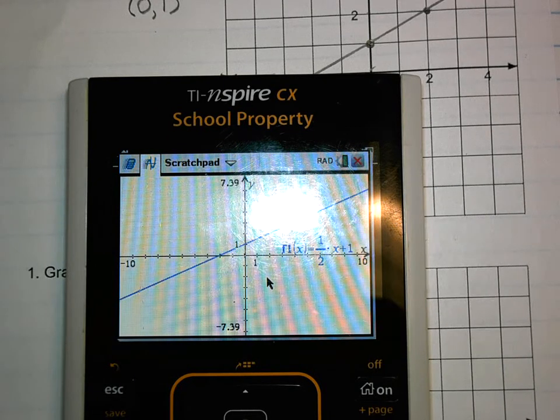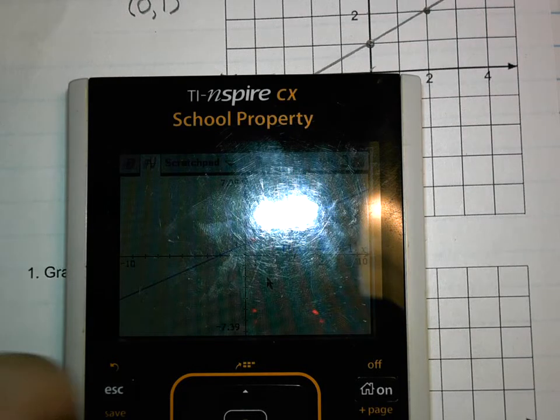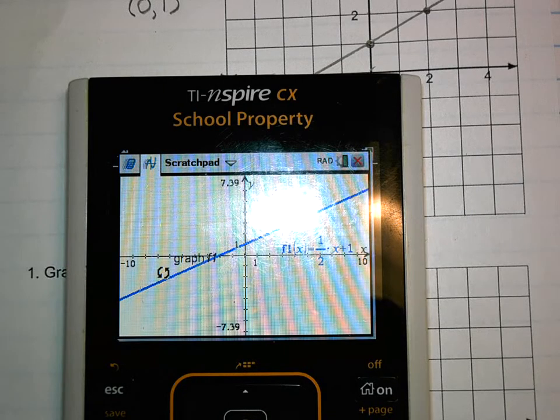It says syntax error because you didn't type it in that way. 1/2 x plus 1. Do you have to change the y equals? It should already be there. F of x equals is the same as y equals. If you typed y equals again, then you put too much into it. Does anybody not have that? Everyone should have a line on your screen. It should look pretty much like the line you drew on your graph.